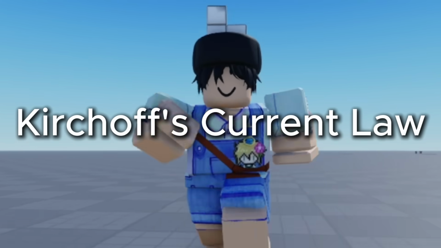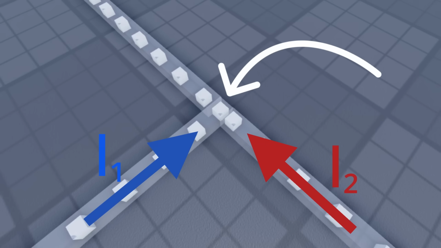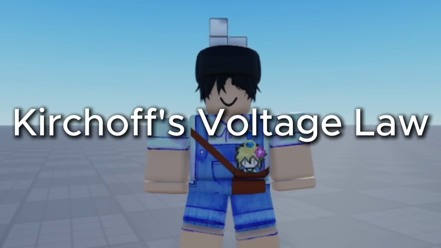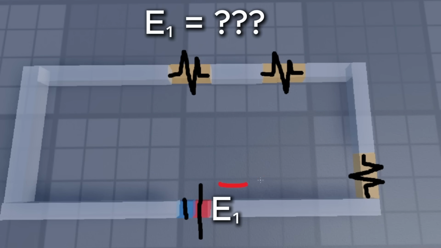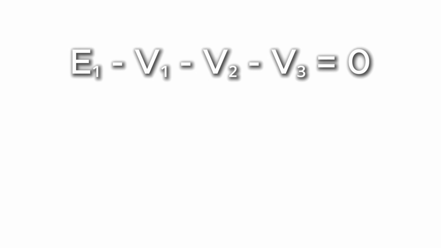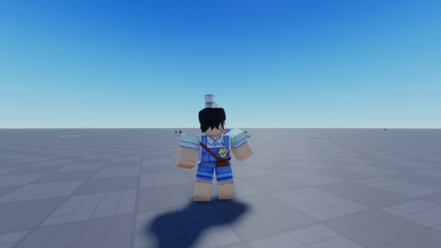Also, there's Kirchhoff's current law, which states that the total current flowing into a junction or node must exactly equal the total current flowing out of it. And Kirchhoff's voltage law, which is about the conservation of energy, stating that the total source voltage supplied in a loop must be exactly equal to the sum of the voltage drops, or more commonly known as the sum of the voltages equals zero. Okay, let's check out my models.